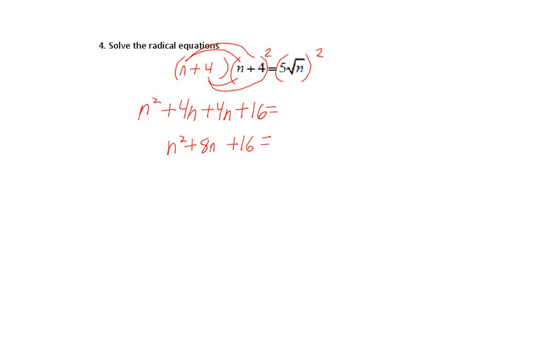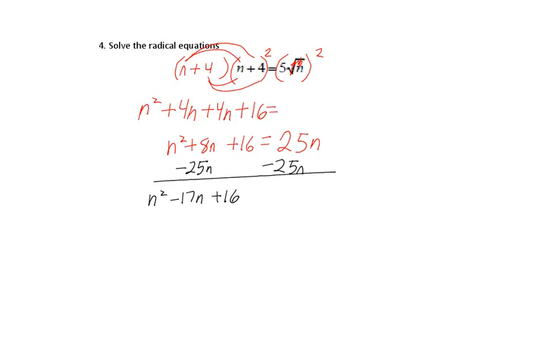Over here, 5 squared is 25. And then the little 2 just means the radical disappears, so it just becomes 25n. Okay, once again, because of n squared, everybody has to be on the same side. So this means minus 25n. So you're left with n squared minus 17n plus 16.